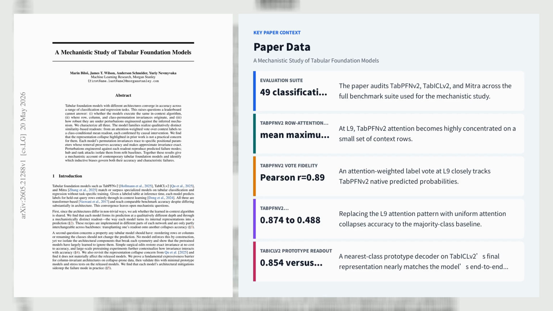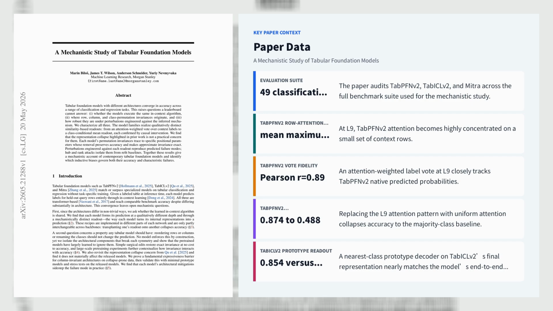TabICLv2 is mechanistically different. Most class structure is already readable at the column embedding output, and a parameter-free class prototype decoder on the final representation reaches 0.854 versus 0.864 native accuracy, while KNN on the final representation reaches 0.856. Cross-backbone readout transplantation fails catastrophically, losing 33 to 40 percentage points, showing the readout is jointly tuned to each backbone.